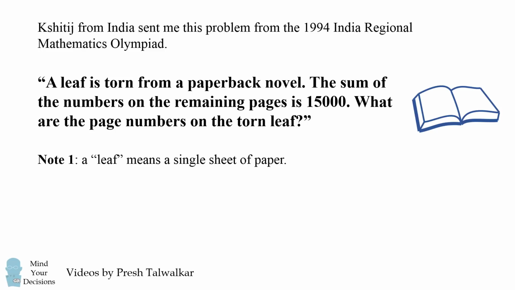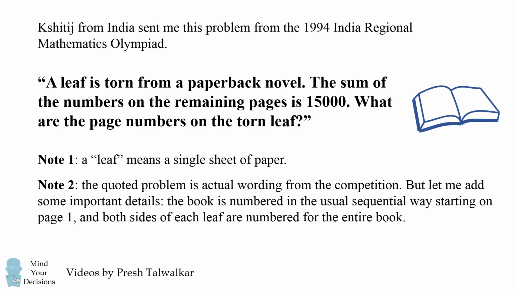Now, there are a couple notes I want to add about this problem. First, a leaf means a single sheet of paper. Second, the quoted problem is actual wording from the competition. But let me add some important details. The book is numbered in the usual sequential way, starting from page 1, and both sides of each leaf are numbered for the entire book. These are common sense details you would have had to fill in if you were competing in this Olympiad. Before this video, I just wanted to make these details clear.